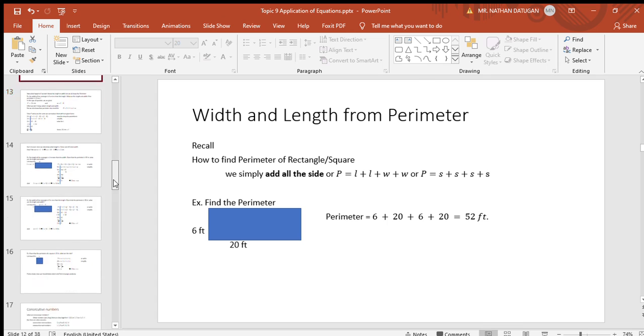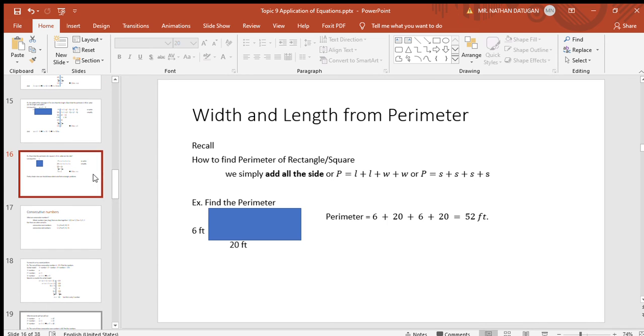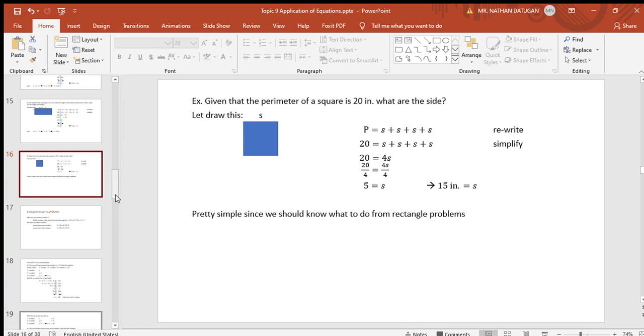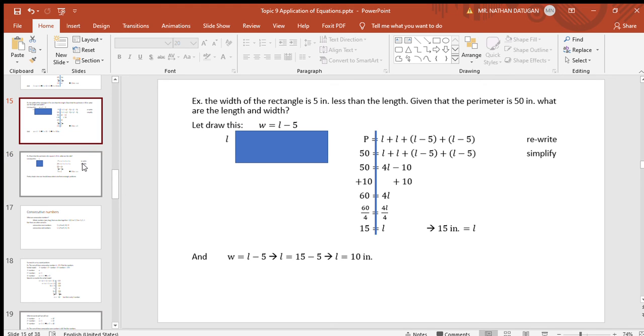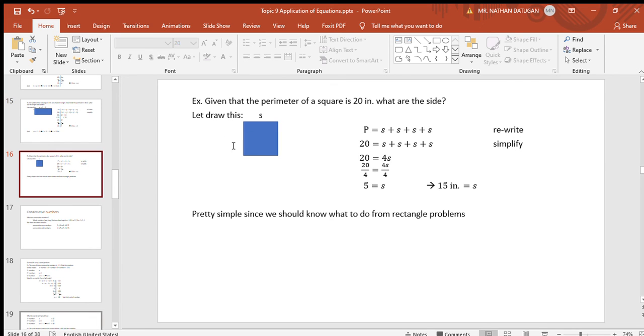Now, I know I showed you guys rectangle and square, but rectangle is the hardest one, but we'll do one square because square is the easiest problem. If you get the concept of rectangles, you're able to get the concept of squares. So in this case, we only need to find one side, right? All of them are the same because it's a square. It's not a rectangle, it's a square, so all of them have the same length, same measurement. So that's why this problem is a bit shorter. Given that the perimeter of a square is 20 inches, what are the sides?